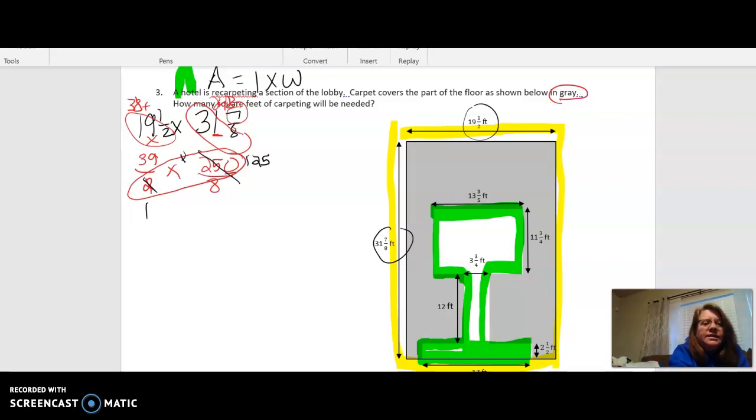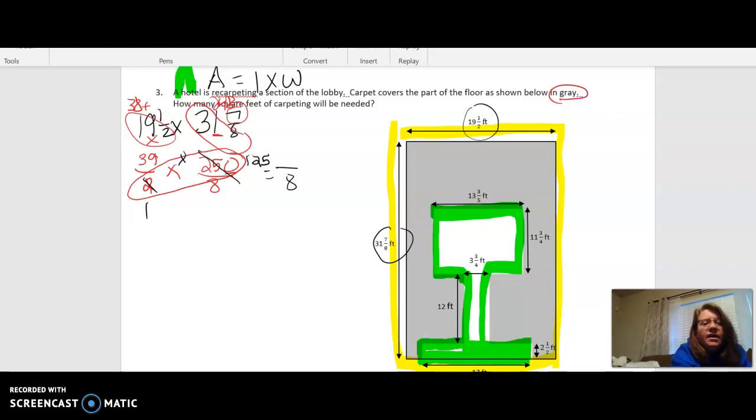I have 39 times 125 on top, and I have 8 times 1 on the bottom. Well, I know 8 times 1 is just 8. I'm going to have to do 39 times 125, and I'm going to have to do that by hand because I cannot, oops, it's not going to let me write on the side. I'm going to have to do it way over here.